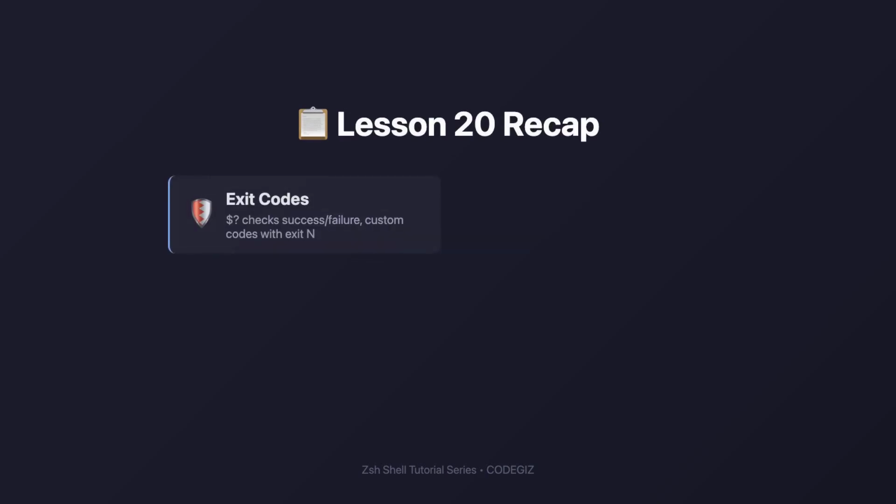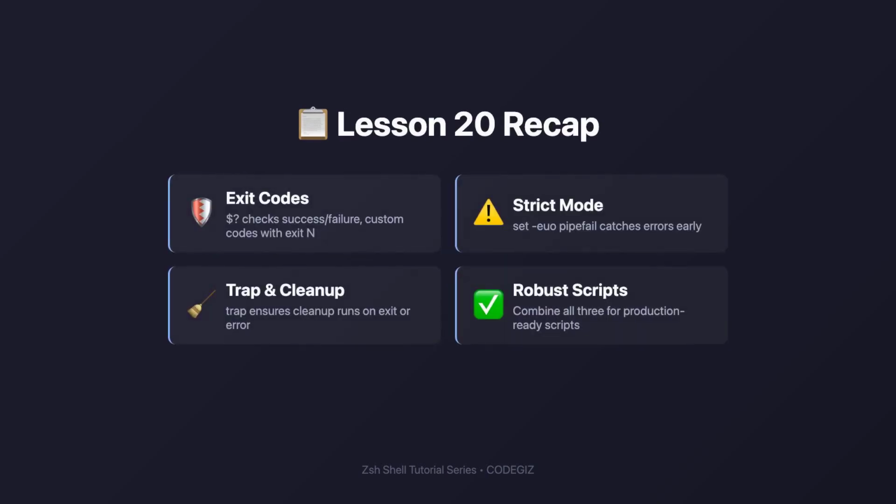Let us recap Lesson 20. Exit codes let you check if commands succeeded or failed. Strict mode with set -euo pipefail catches errors early. Trap and cleanup ensure your scripts always clean up after themselves. Next, finding files with find and fd.